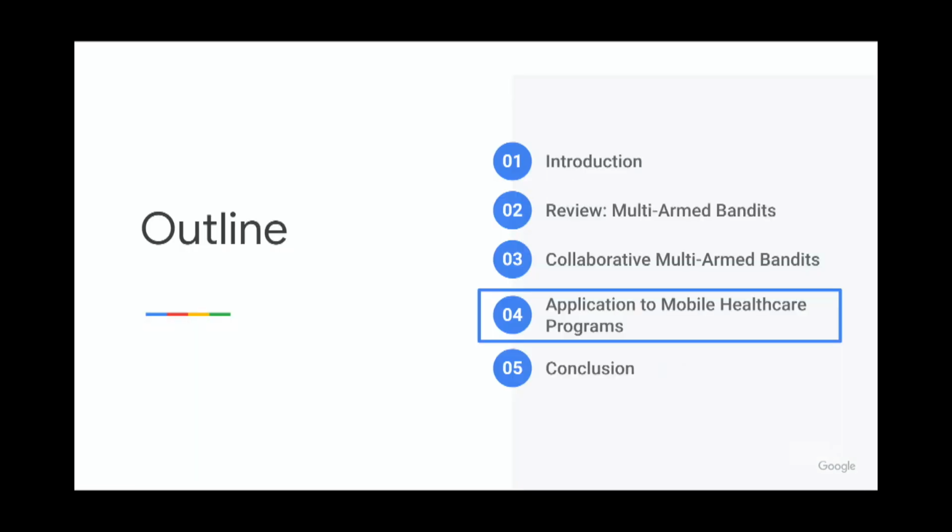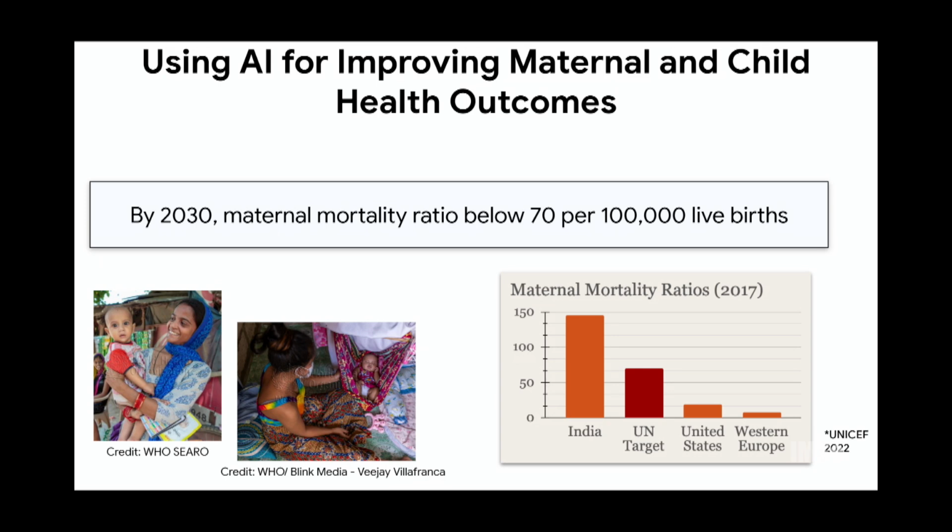Okay, so finally, I will talk about one particular application of this work to mobile healthcare programs. I know Aparna might have talked about this, I am not sure, but I will try to go into a bit more algorithmic details here. The main problem that we are tackling here is how to reduce maternal mortality. Especially in India and South Asian countries, maternal mortality is very high, and one of the targets of the United Nations is to bring down this mortality rate.